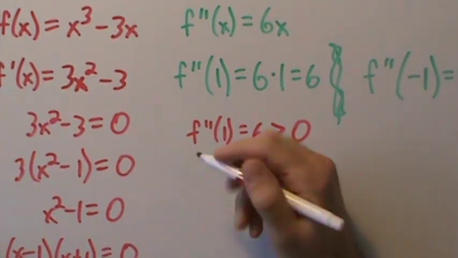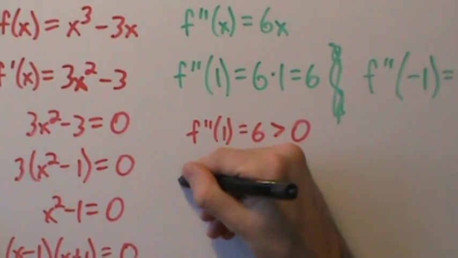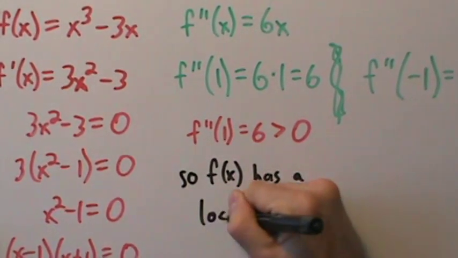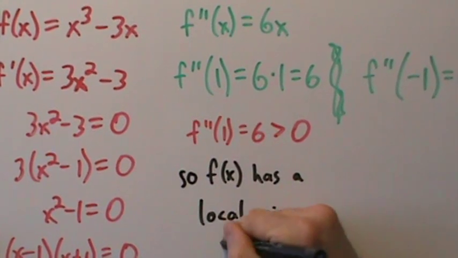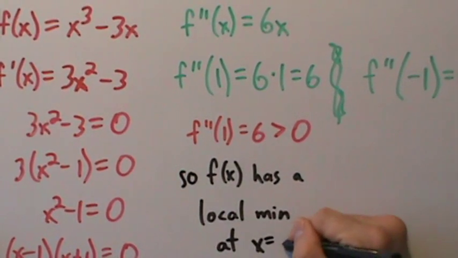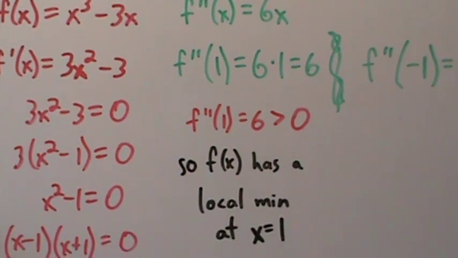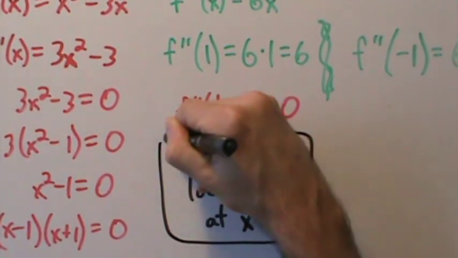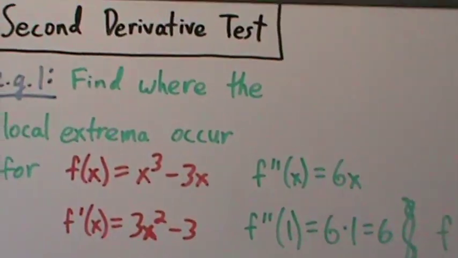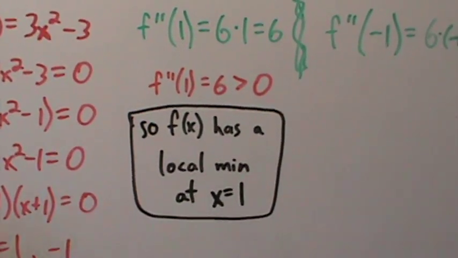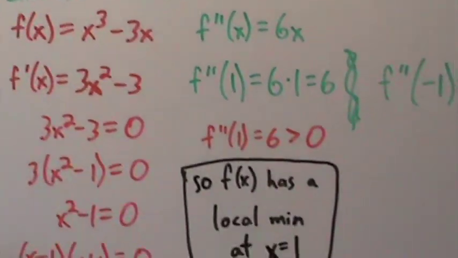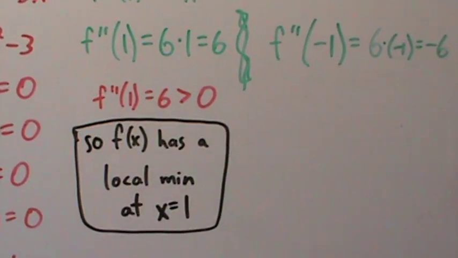So what does that mean? That means that f of x has a local min at x equals 1. Okay, because the second derivative is positive there, and we talked about that a couple of videos ago, sort of why this tells us that. So here's one part of our answer. And again, we're only asking where these extrema occur. We don't care what they are, but if we want to know what it is, just take x equals 1 and plug it back into the original function. That'll give us our y value. But we did do that in the first derivative test video, if you want to check that out.